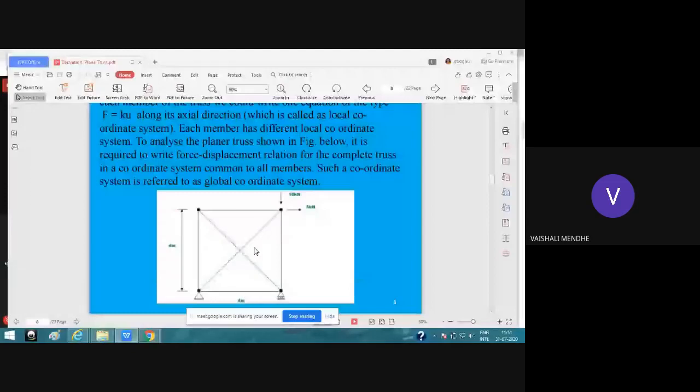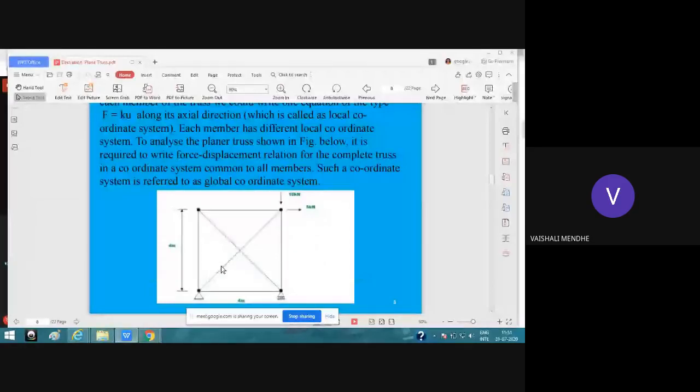Global coordinate system will be the same for the whole structure, meaning your x-axis will be horizontal and your y-axis will be vertical. But each member has a different local coordinate system. For every member in this truss, there will be a different local coordinate system. So what exactly is it, we will again see.